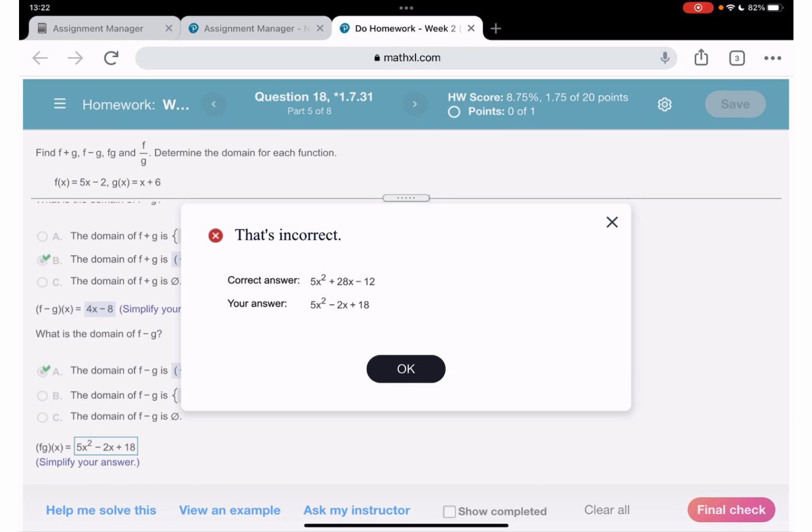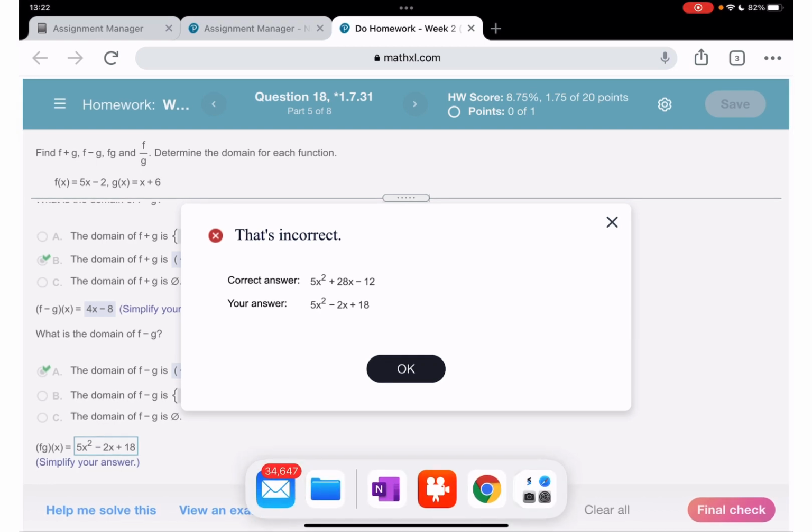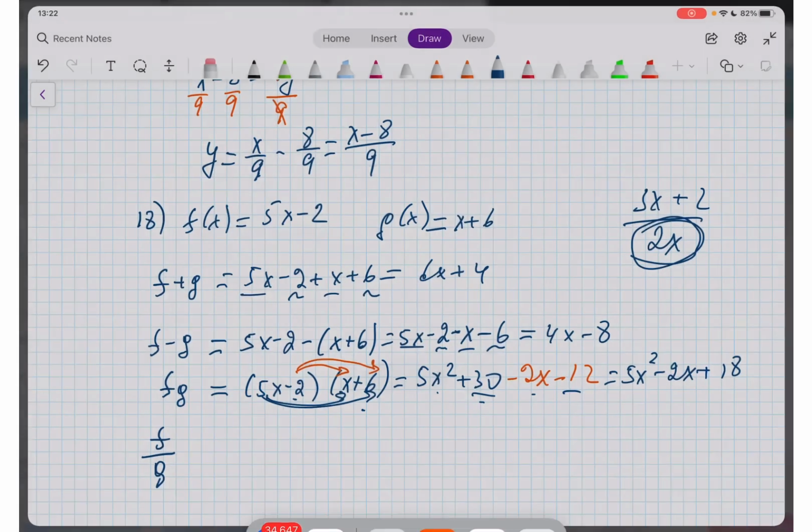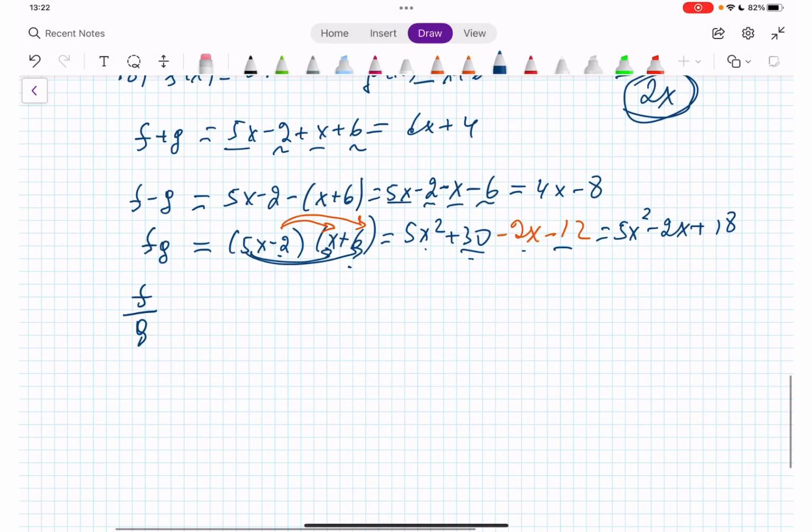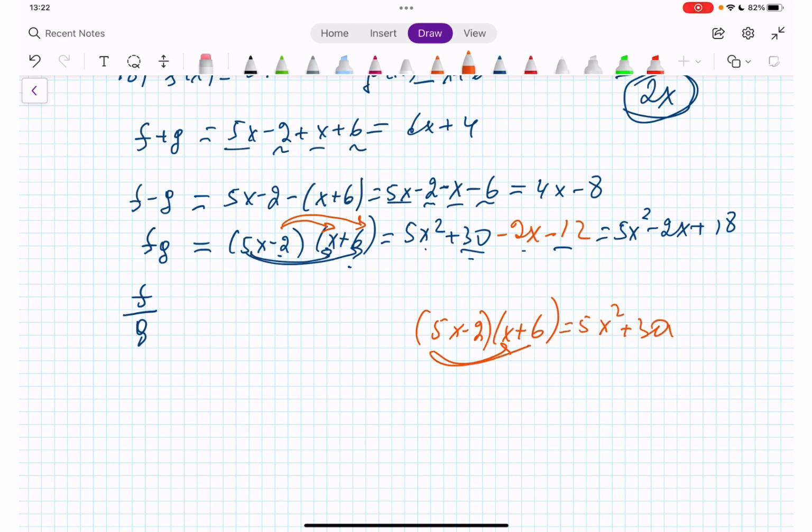Something 5x minus 2x plus 6. I'm going to solve again. Five x squared plus 30x. That's where the mistake is. 5x times 6 is 30x. Okay.